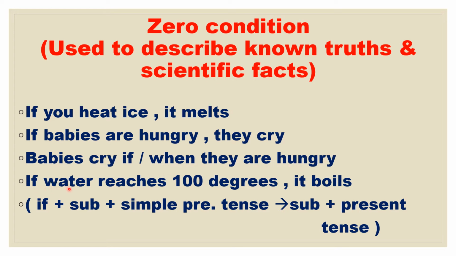Then, when we see this last example, see the structure: if plus subject plus simple present tense plus object. Here in the main clause, subject plus present tense. This is the structure of zero conditional: if plus simple present tense, simple present tense.